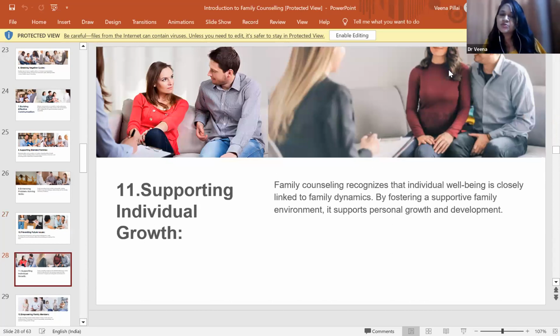So, supporting individual growth. When we talk about supporting individual growth, it's to provide a healthy atmosphere within the family so that individual well-being is focused, and also it creates a healthier, supportive environment for each individual of the family, so that it helps them to know their potential and to pursue their future goals or their careers.